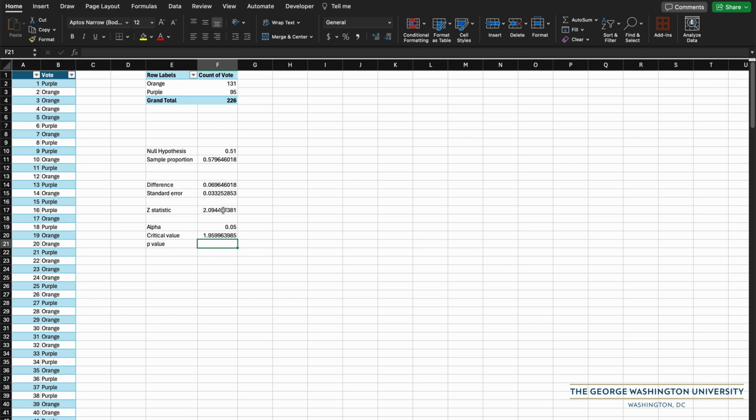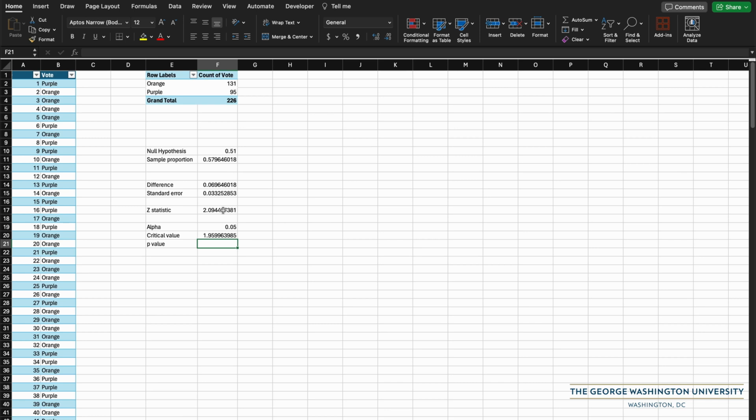And of course there, our z-statistic is more than that critical value. And we would reject the null hypothesis. We would say that in the population, the proportion of people voting for orange is not 51%. We could indeed say it is higher, it's at 58%. Let's work out a p-value for this.